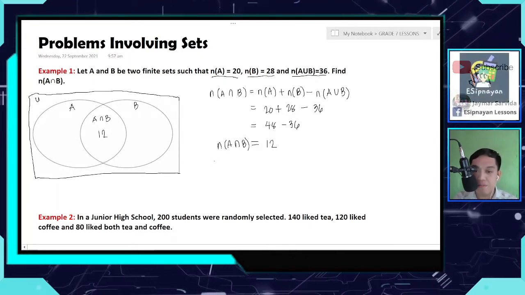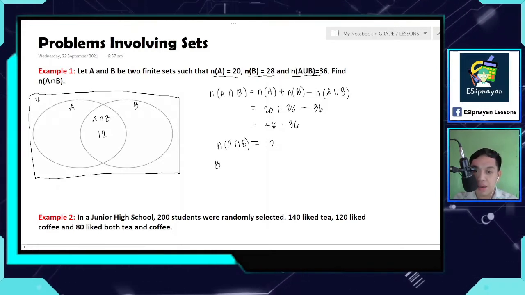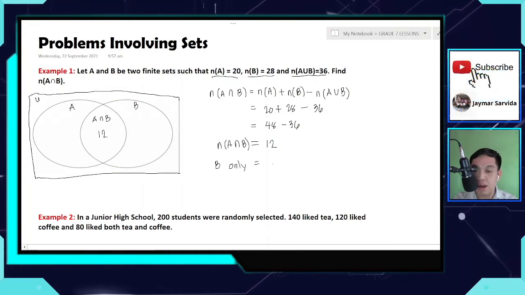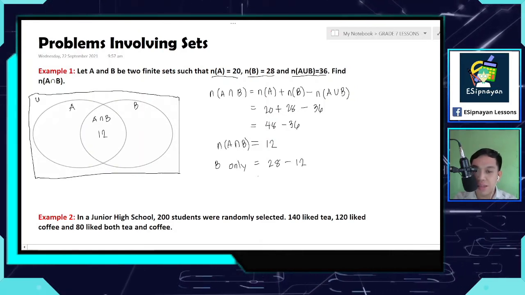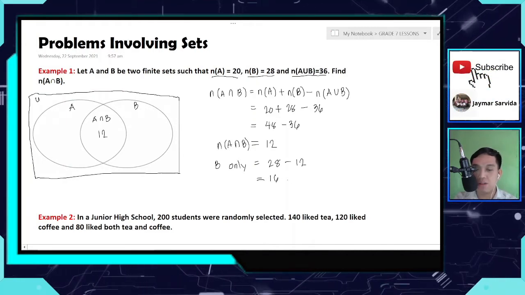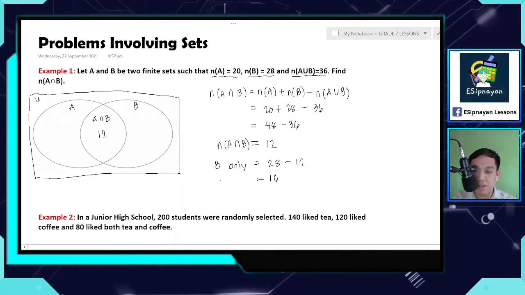So, let's have yung number of elements ni B only. Kay B only. Okay, B only. Ayan. That is equal to, ima-minus lang natin, si B, okay, nag-start tayo kay B. So, 28 minus 12. Okay? So, 28 minus 12 is 16. So, yung kay B only is 16.